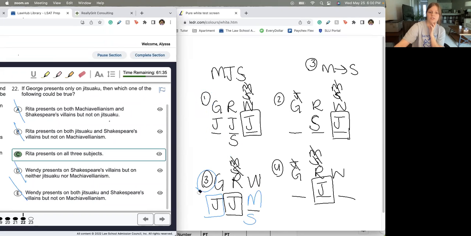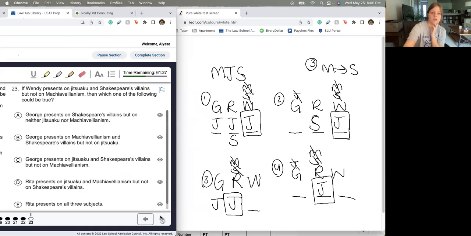Does anyone have questions about that? Nope. Sweet. Okay, last question. If W presents on J and S, but not on M, which one of the following could be true? Where can we have that happen? Where can W present on J and S, but not M?